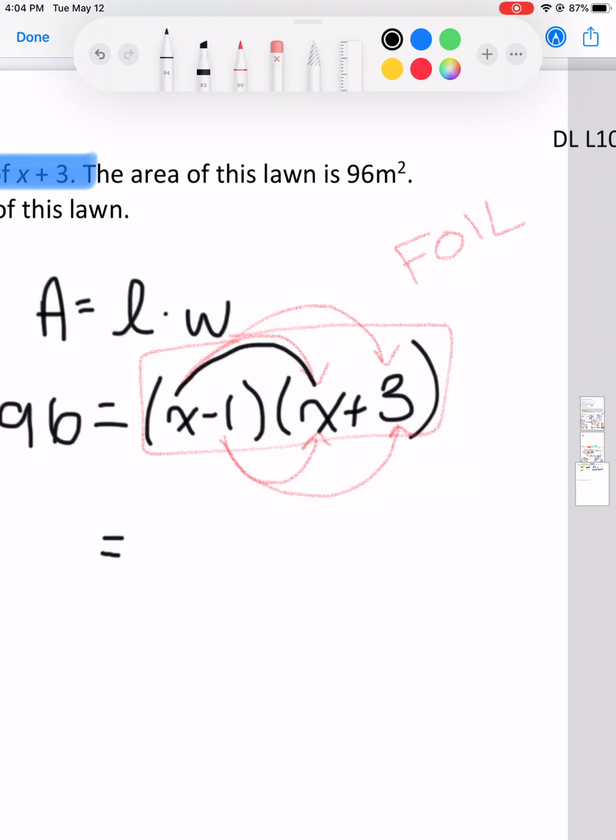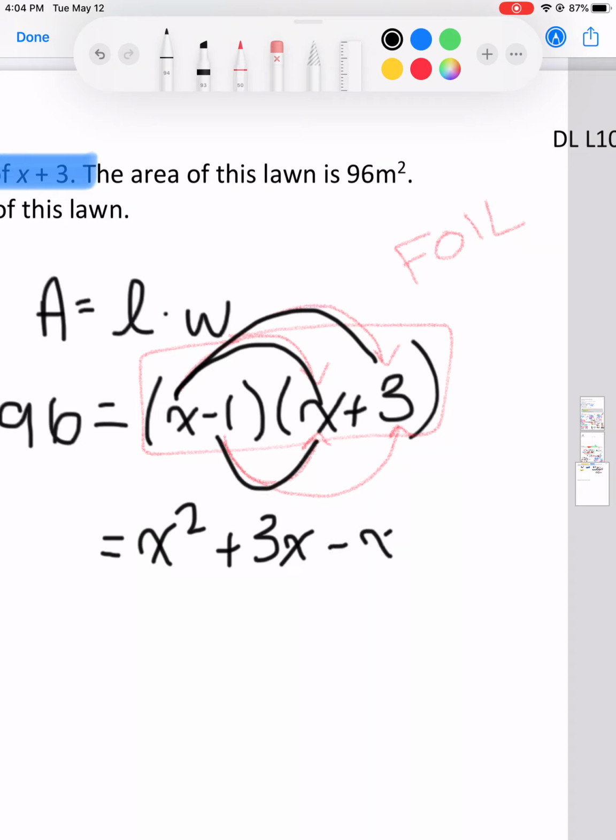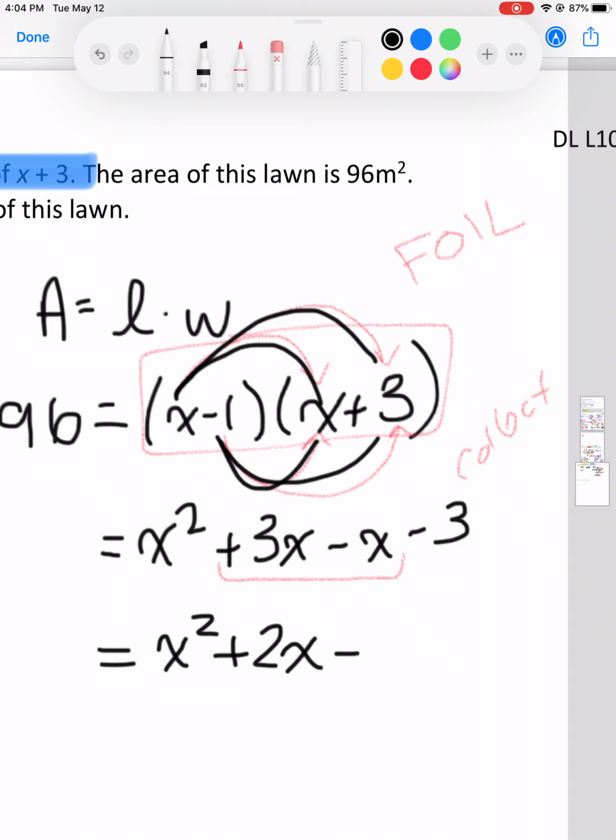X times x is x squared. X times 3 is plus 3x. Negative 1 times x is negative x. Negative 1 times 3 is negative 3. Collect like terms. X squared plus 2x minus 3. Remember, it's like there's a 1 here. And because they're like terms, we're just essentially doing 3 minus 1.